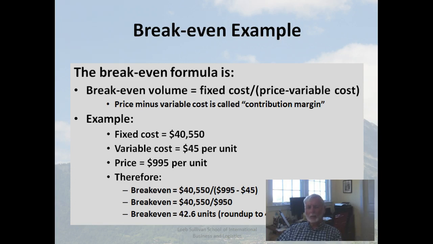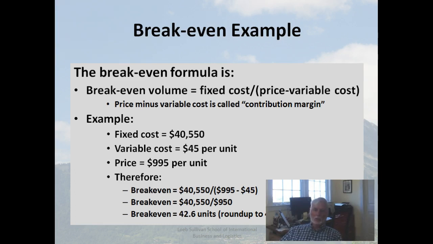So how much do we have to produce to cover our fixed costs? The formula is pretty simple. It's your fixed cost, whatever that is, divided by the price that you're going to sell it at minus your variable cost, and that's called contribution margin. So fixed costs divided by contribution margin will give you your break even.